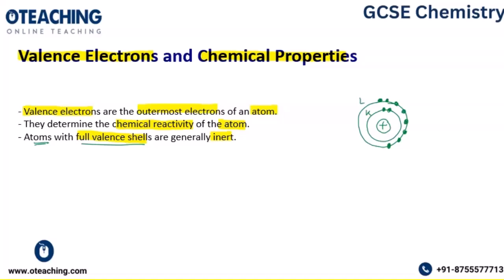So these atoms are generally inert. That means they are non-reactive. They do not react with any other element. Why? Because atoms react only when they have an extra electron or lack an electron. That means they lack some electrons, or one electron in the case of chlorine. Then only they react. But this atom has occupied the noble gas configuration. So it does not want to react now and it will remain inert. That means non-reactive. It won't react.